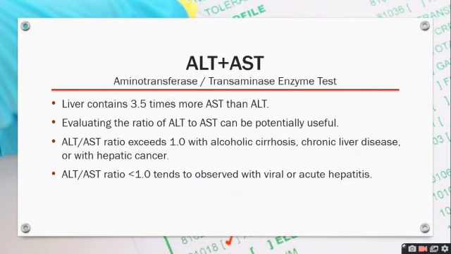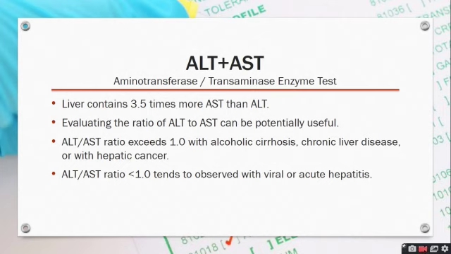Although ALT is relatively more abundantly found in hepatic tissues and cardiac tissues than AST, and it is more specific to liver, still liver contains 3.5 times more AST than ALT. So evaluating the ratio of ALT to AST can be potentially useful. It can be useful in the diagnosis of viral hepatitis too.